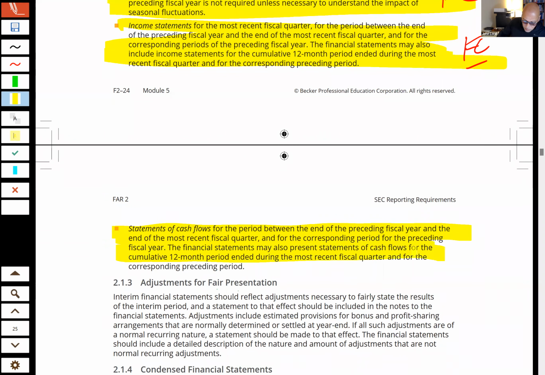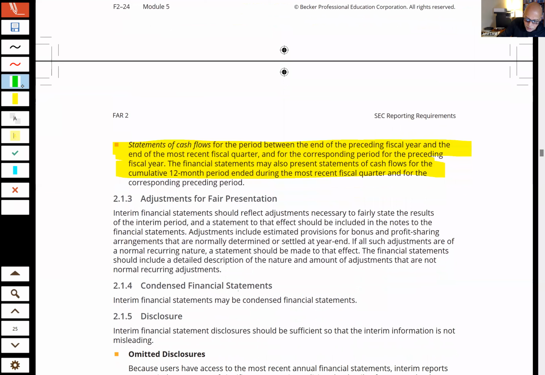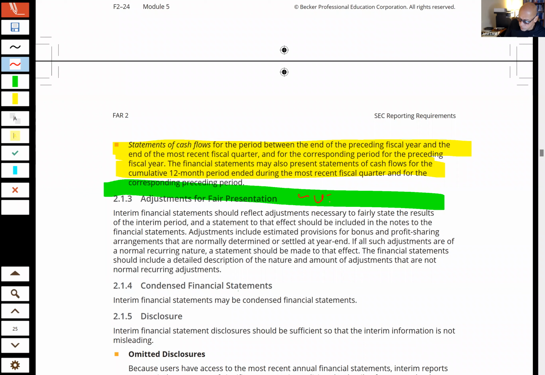Okay. Now, when we talk about adjustments for fair presentation, okay, and use the same accounting principles for annual and interim statements.